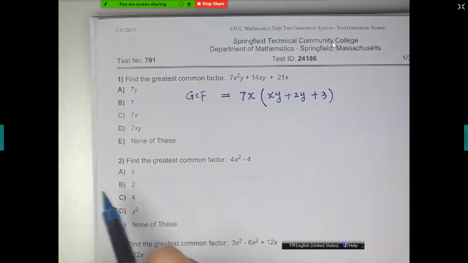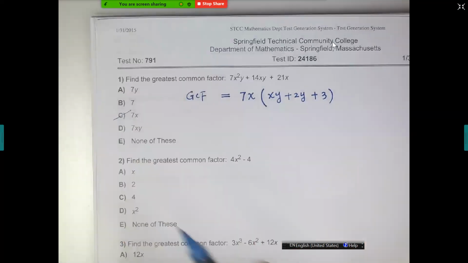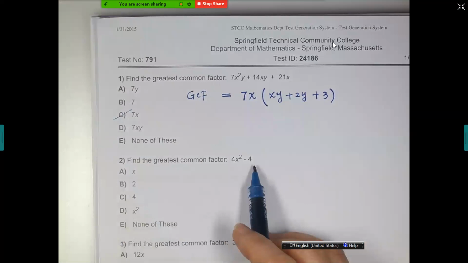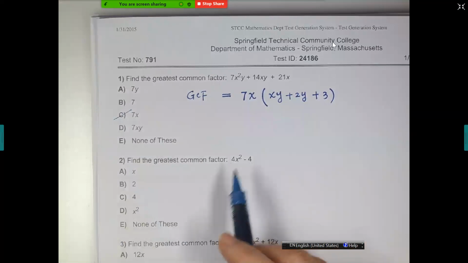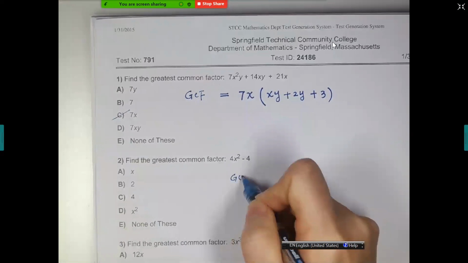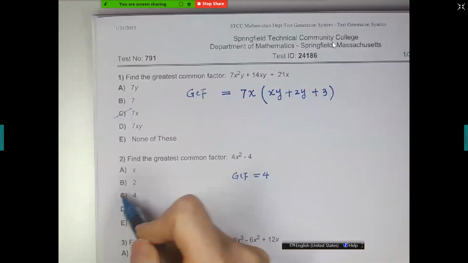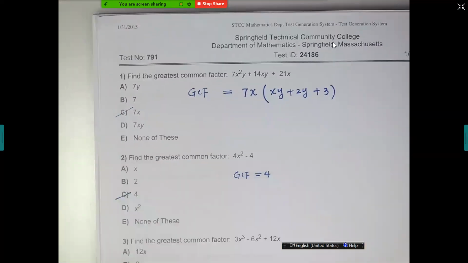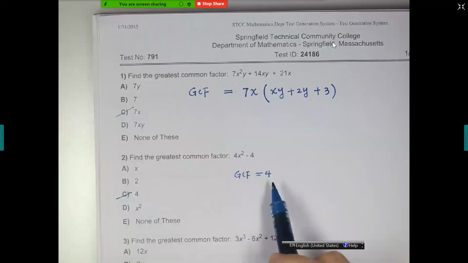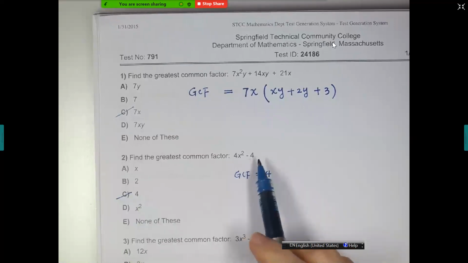So C is the right answer on the top here. To answer this, same thing, how many terms are there? 2. And we start with the coefficient 4, 4. So the GCF should be 4. And the right answer should be C right here. But I do want to do more things on this, but this problem is very special. Okay, it's a good review problem.